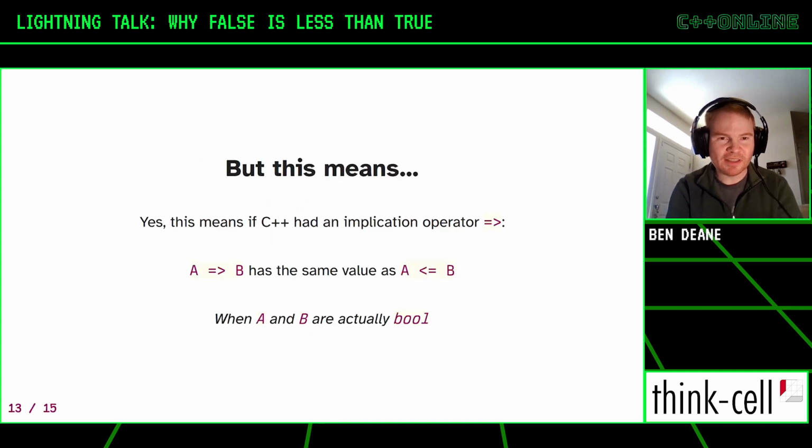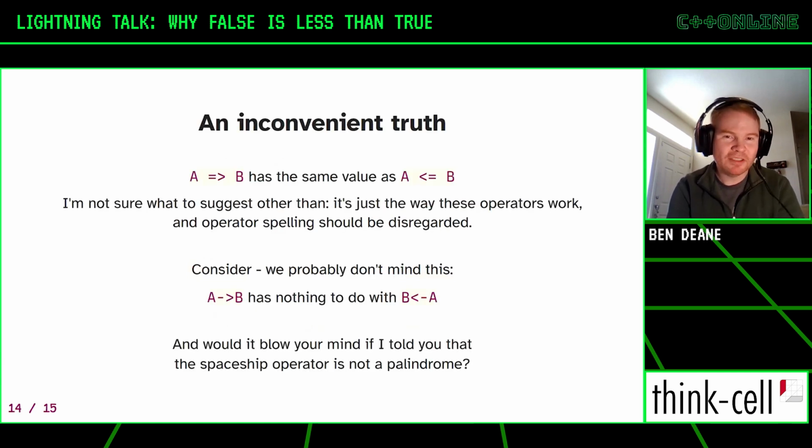Now, what this means is that if C++ had an implication operator, we'd presumably spell it like this. And it would actually mean this thing which seems unfortunate at first, which is that when you actually have Boolean values, A implies B has the same value as A less than or equal to B. My thought on this is that we just have to train ourselves not to like operator spelling. These operators are completely different. We have other situations where we wouldn't say A arrow B has anything to do with B less than minus A, right? And the spaceship operator is not a palindrome. If that surprises you, think on it.